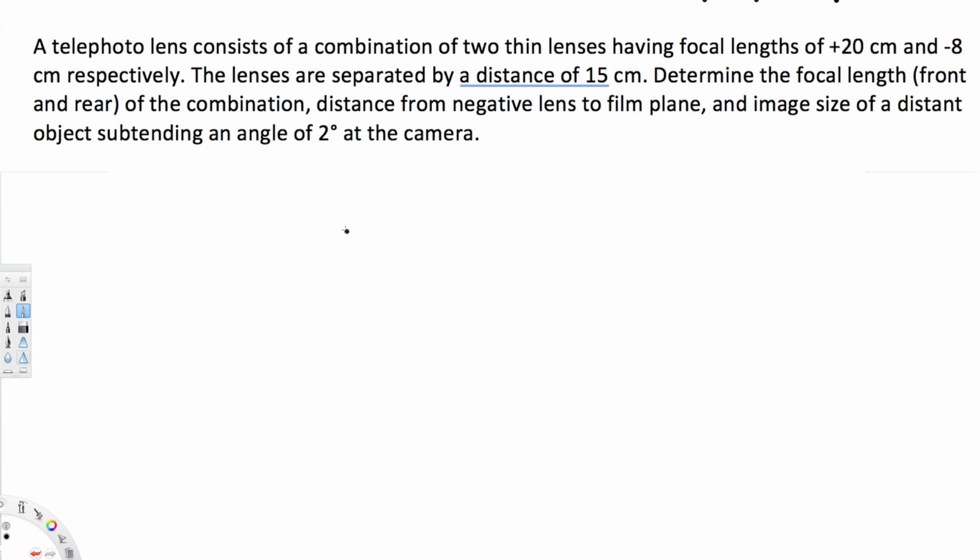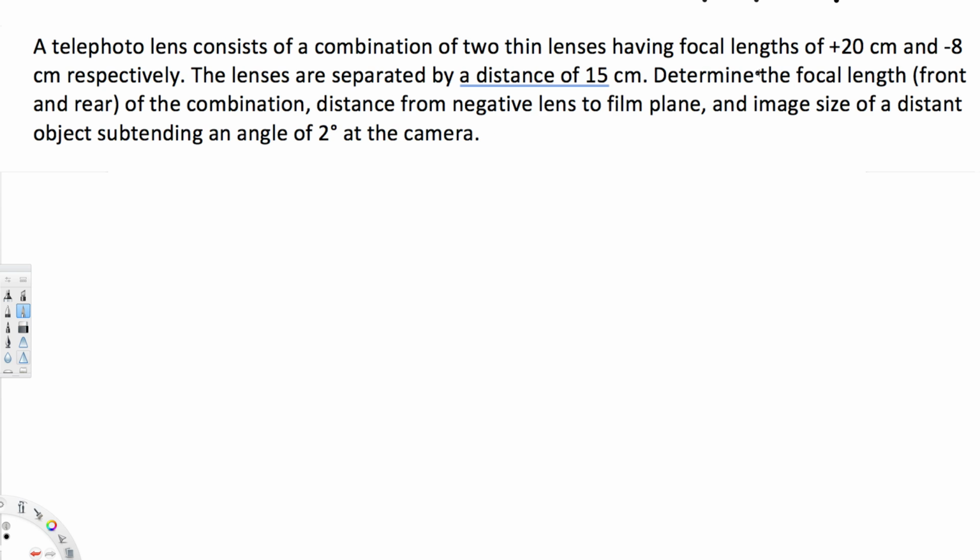Let's look at this problem right here. This question is asking: a telephoto lens consists of a combination of two thin lenses having focal lengths of plus 20 cm and negative 8 cm respectively. The lenses are separated by a distance of 15 cm. Determine the focal length of the combination, the distance from the negative lens to the film plane, and the image size of the distant objects subtending an angle of 2 degrees at the camera.